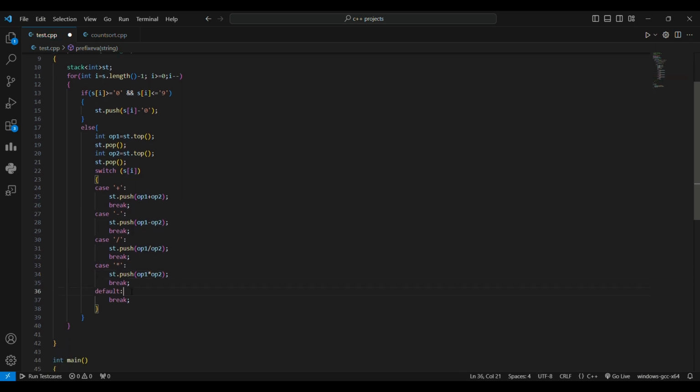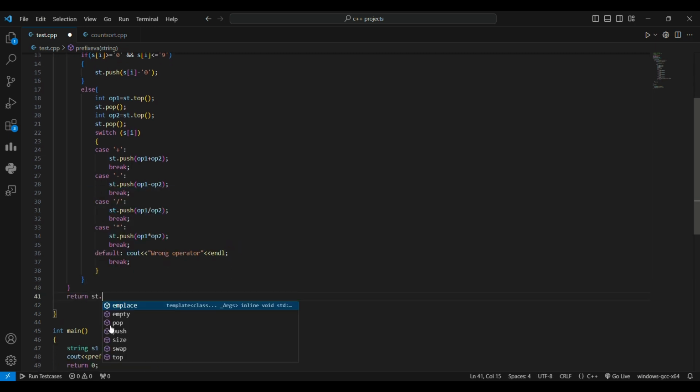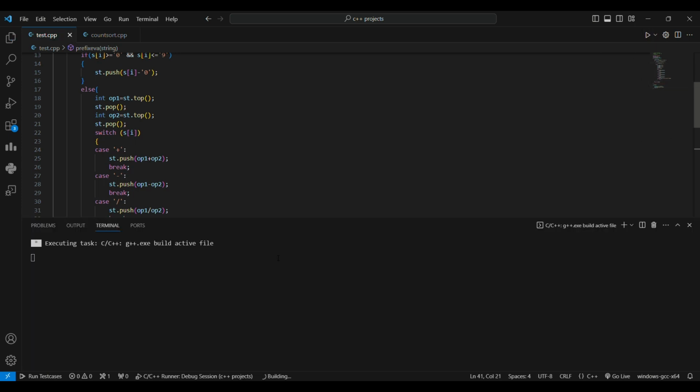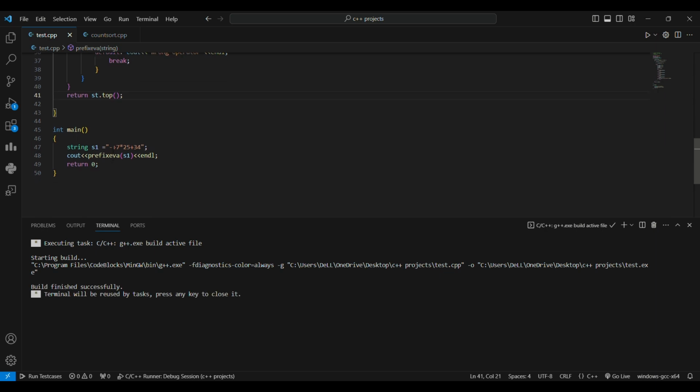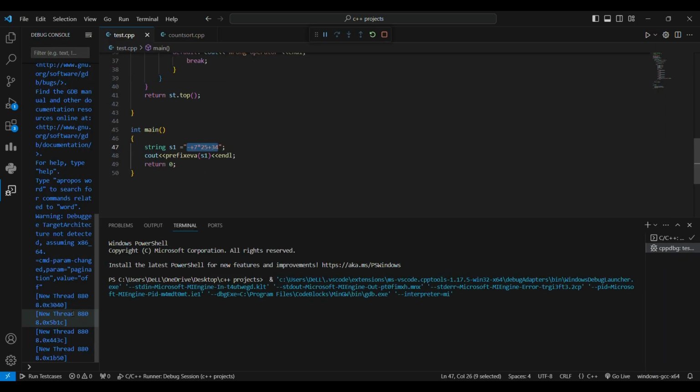If it is not a particular symbol, then we simply print wrong operator. And we simply return the top of the stack. So that's it. Let's save and run. The input is the same as our previous slide, so we are expecting the output to be 10. As you can see, the output is 10.